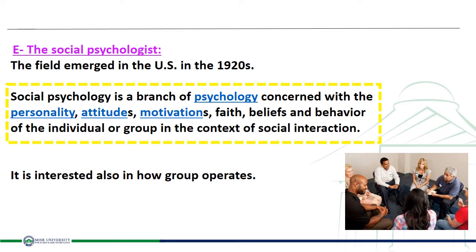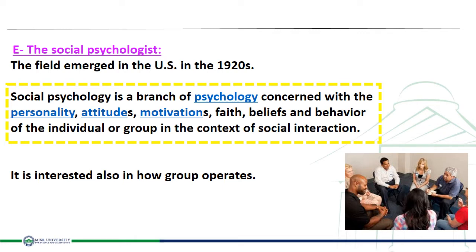Are they similar, or do they have different psychological characteristics? What about the differences between them in personality characteristics and personality traits? What about the differences between them in intelligence, memory, education, beliefs, faith, social behavior, and so on? What about the definition of social psychology?